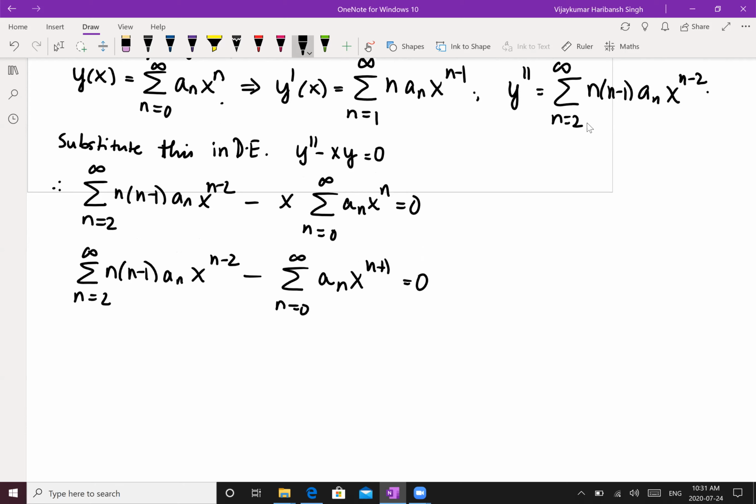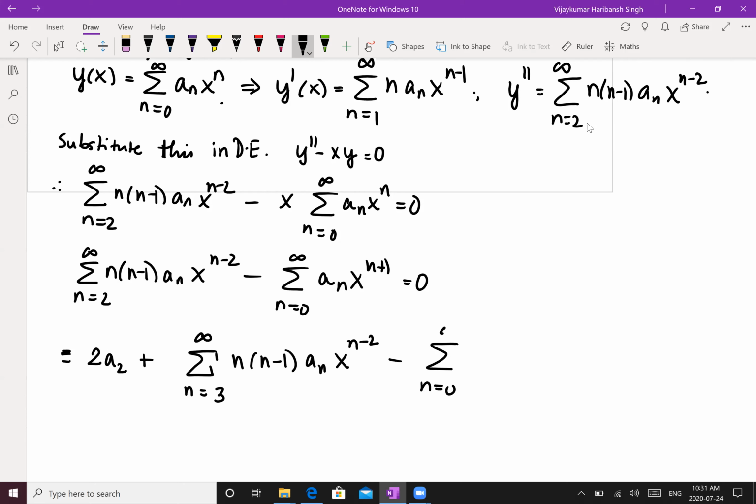First of all, what I'm going to do is look at the first term. The first term is going to be 2a2, plus summation n equals 3 to infinity n(n minus 1) a_n x to the power n minus 2, minus summation n equals 0 to infinity a_n x to the n plus 1, equals 0.